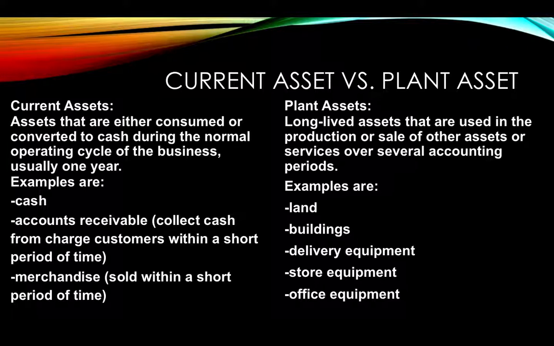The first thing you need to do is understand the difference between a current asset and a plant asset. Current assets are assets that are consumed and converted to cash during the normal operating cycle of a business, so basically 1 year. If you think about cash, accounts receivable, merchandise, those kinds of items, they can quickly be converted to cash within 1 year because people pay off their debts, we sell our merchandise, that kind of thing. And obviously cash is cash. Plant assets are things like land, buildings, delivery equipment, store equipment, those things that will depreciate over time.